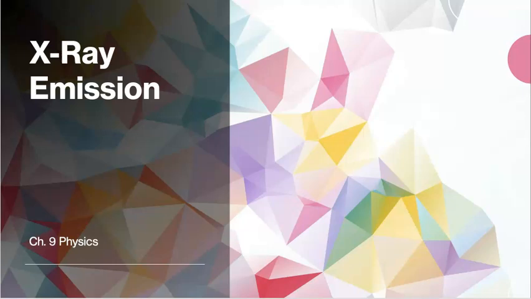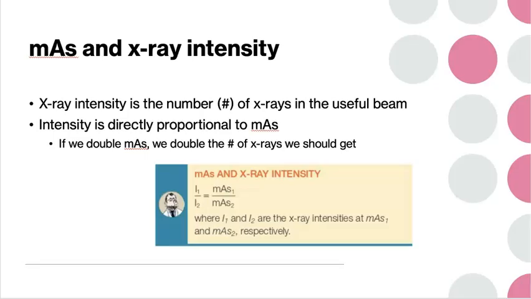All right, so we've talked about the X-ray circuit and the X-ray tube, the different components. Now let's talk about X-ray emission. In particular, let's talk about mass and X-ray intensity. So we know from previous courses that mass helps directly control the number of electrons we're working with and pretty much the number of X-rays we'll end up getting.